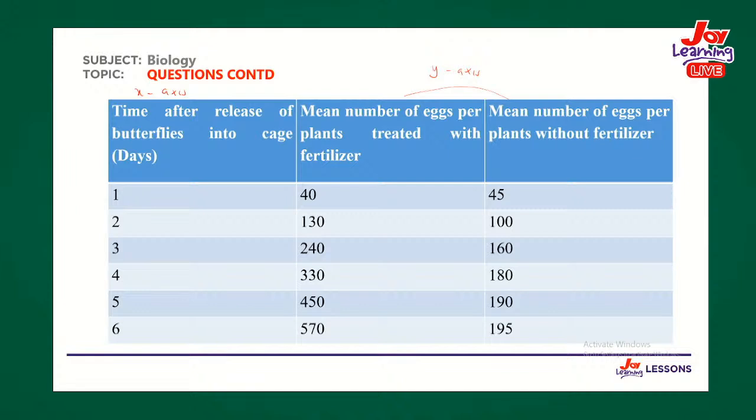Then, how to label every graph. Every graph should have a title. So having a title gets one mark, labeling X and Y, you have marks. Having your scale right, let's say zero, move to this, that, you get marks. On the Y too, you give your values. So let's look at an example.